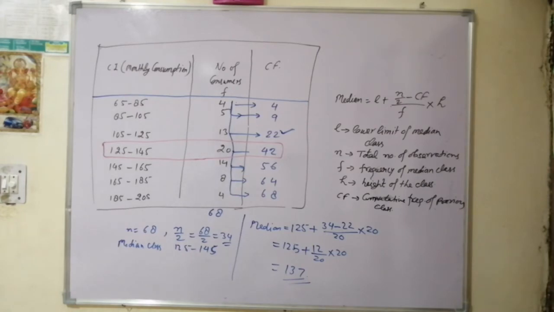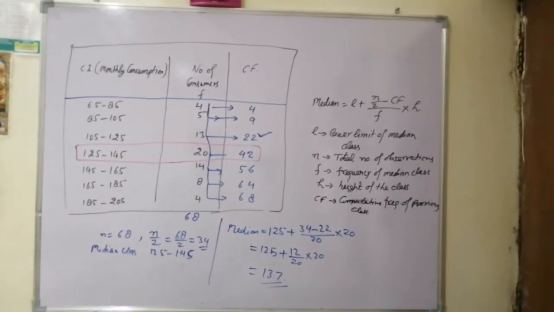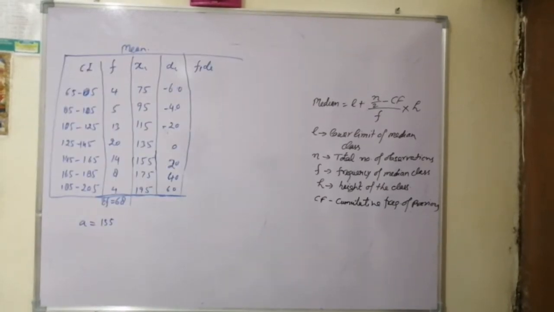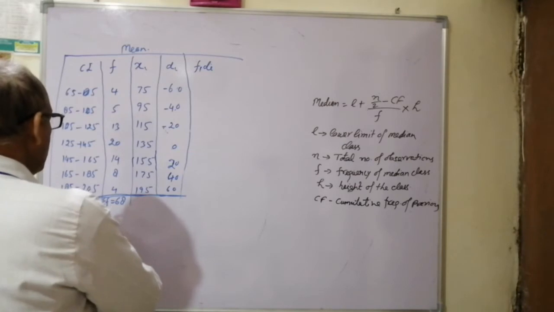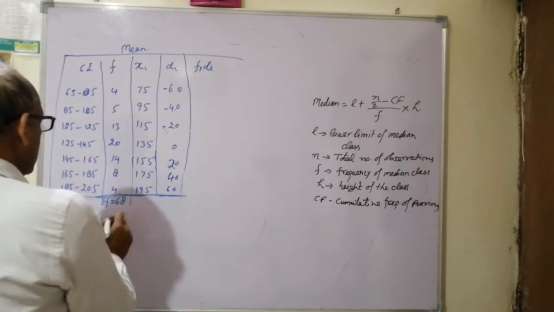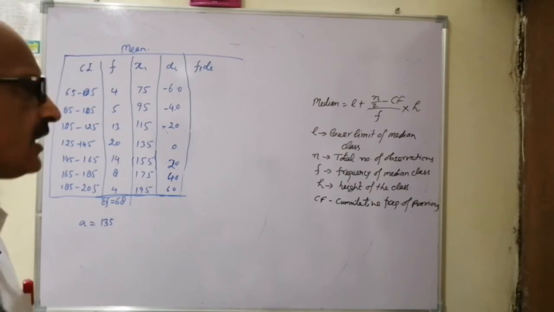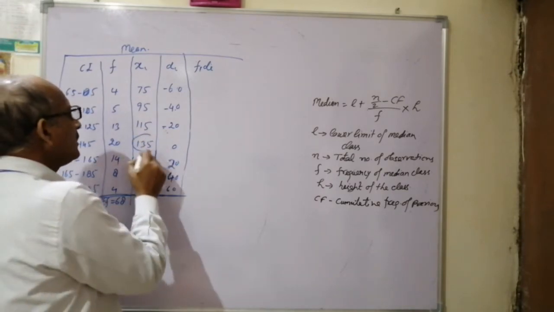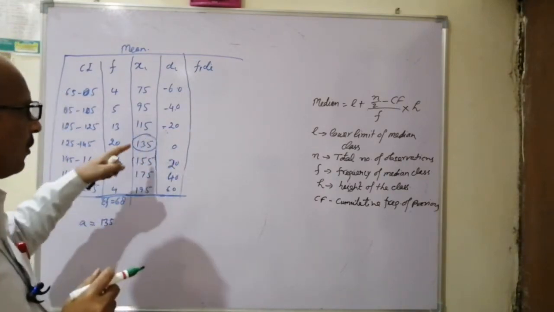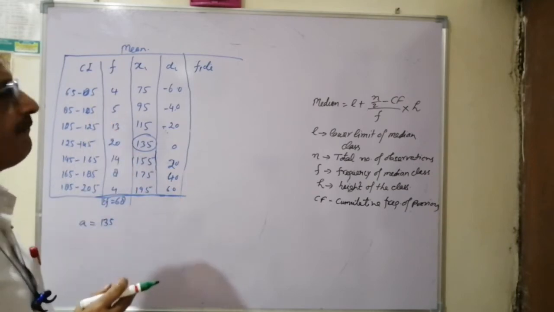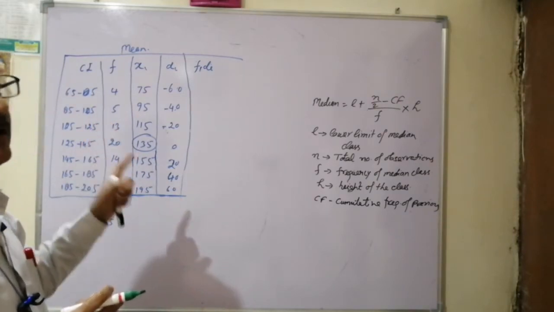For the same question, we also have to calculate the mean. To calculate the mean of this data, I prefer the assumed mean method. So I am considering the assumed mean to be 135, which is at the middlemost, and subtract 135 from every observation, that is every x.